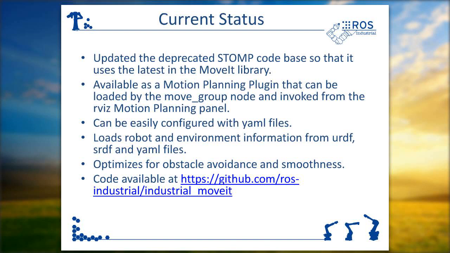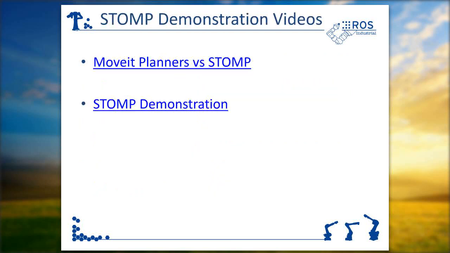Currently, STOMP only optimizes for obstacle avoidance and smoothness, but as I mentioned before, there's a possibility of adding extra objectives that can be taken into account in the generation of the motion plan. And that is the link to where the code is at the moment, under ROS Industrial. So right now, I'm going to go ahead and play a video which shows the performance of STOMP in comparison to the current MoveIt planners for the same planning problem.